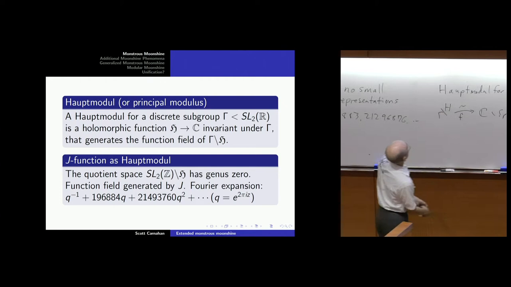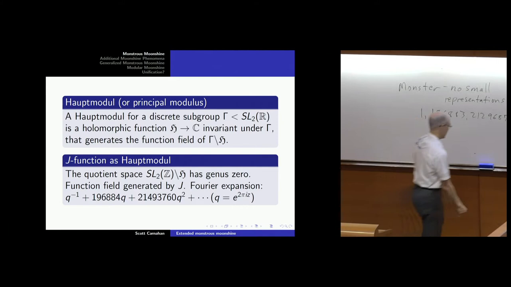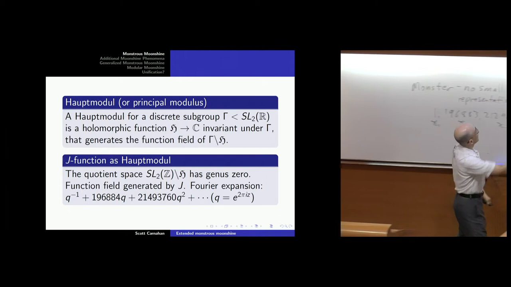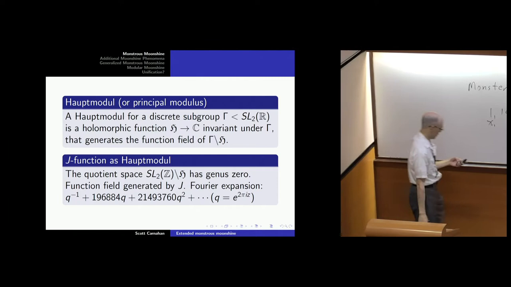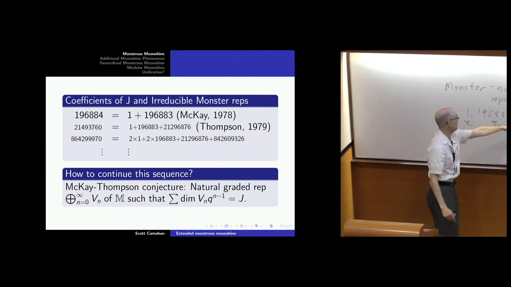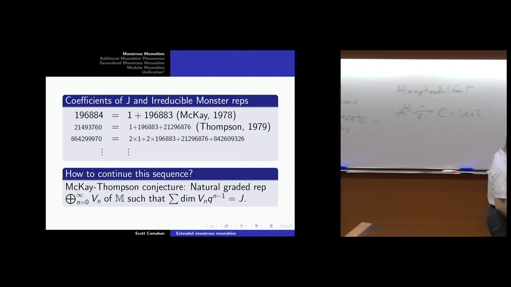And it has this Fourier expansion, q inverse plus 196884q and 2149370q squared, and so on. If we were to name the characters chi 1, chi 2, chi 3, people noticed in the 1970s that these coefficients were relatively simple combinations of these characters. The first coefficient is the sum of chi 1 and chi 2. The next coefficient is the sum of the first three, and the coefficient after that is 2 times the first one, 2 times the second one, and then another 2. So the question is, maybe there's some sort of a pattern here.